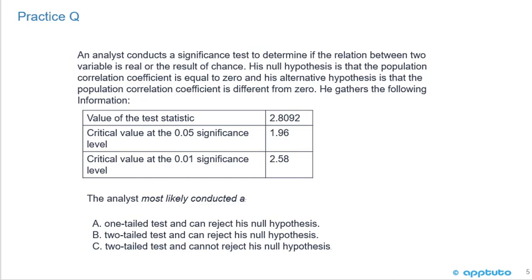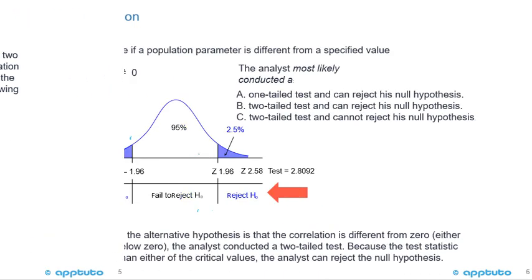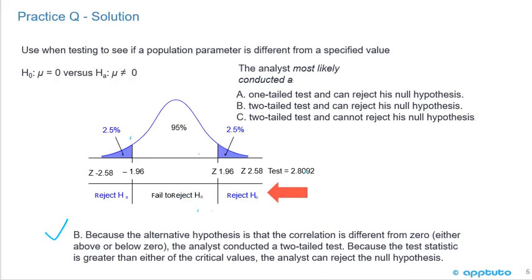The analyst most likely conducted A, a one-tailed test and can reject his null hypothesis, B, a two-tailed test and can reject his null hypothesis, or C, a two-tailed test and cannot reject his null hypothesis. Okay, the correct answer was B. It's a two-tailed test and can reject his null hypothesis. But let's go through the answer fairly slowly and see exactly why.